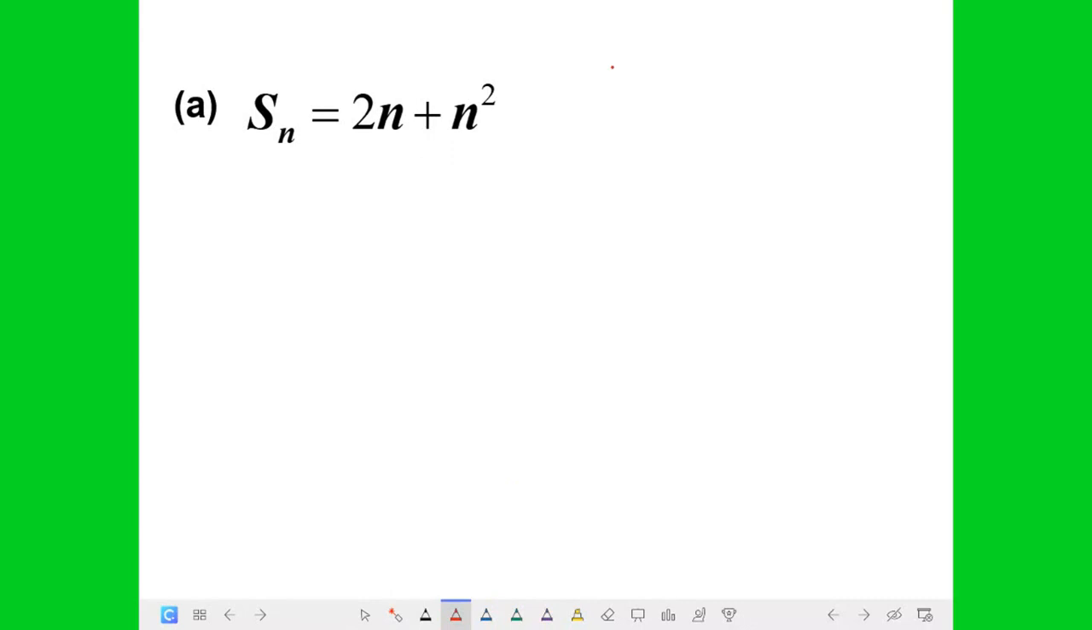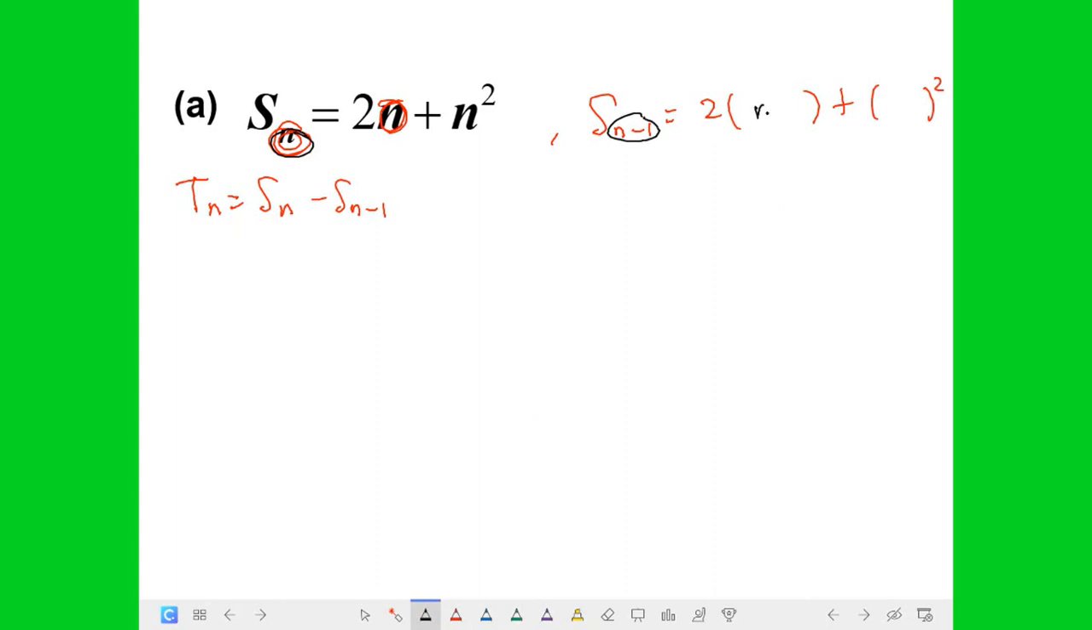So Tn is equal to Sn minus Sn minus 1. So you kena cari Sn minus 1. Yang ini bertukar menjadi n minus 1. N minus 1. Okay. Dan simplify dapat 2n minus 2 plus n squared minus 2n plus 1. Simplify lagi, mati. N squared ni mati. Ini minus 1.